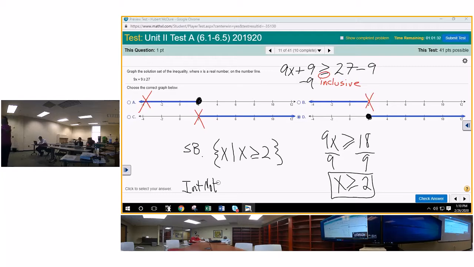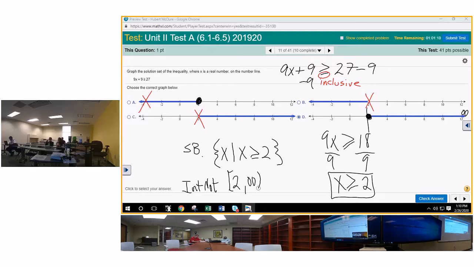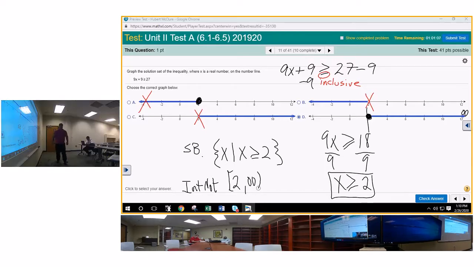Okay. Interval notation. What's this? You read left to right. Where do we hit this function? We hit it at 2. Where do we end? What's that right arrowhead called? It's called infinity. So we go 2, comma, infinity. 2 gets a bracket. Infinity gets a parenthesis. Infinity always gets a parenthesis.